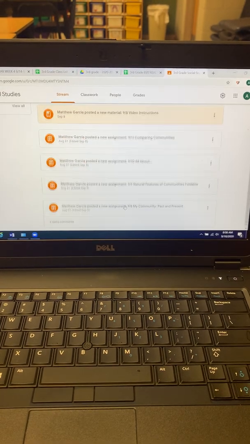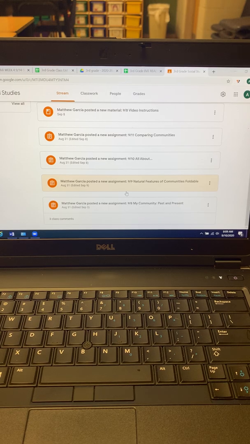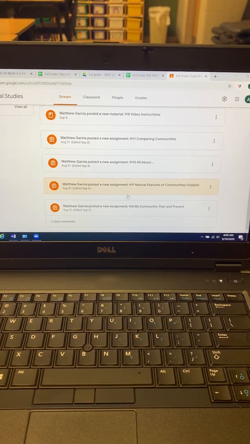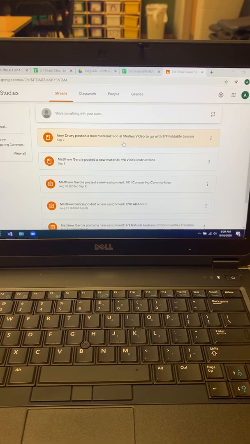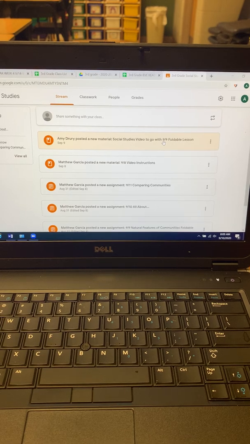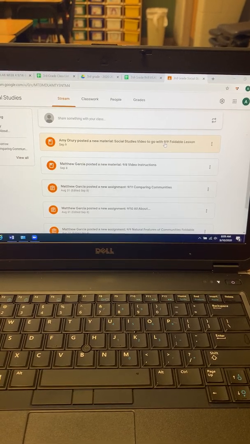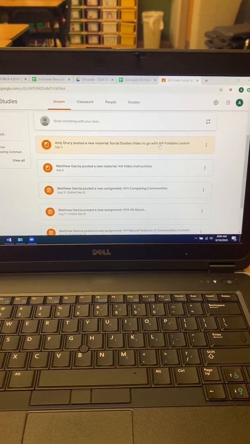Then yesterday was the 9th, and it was the natural features of communities foldable, 9/9. If you go up here, right here, it says social studies video to go with 9/9 foldable lesson. So if you weren't able to watch that and do that yesterday, then you can do that.